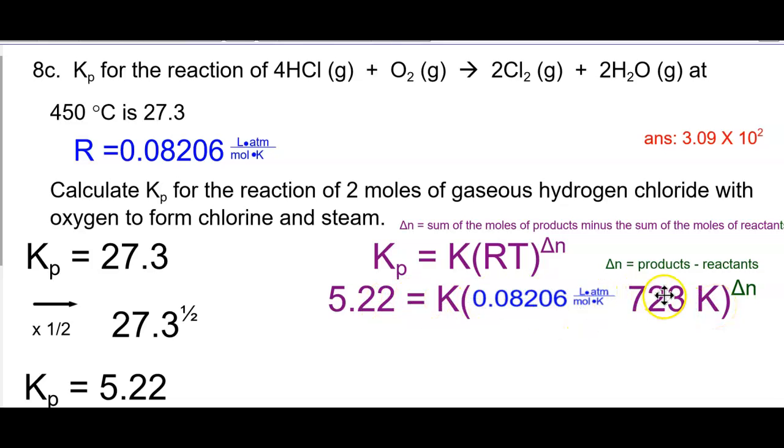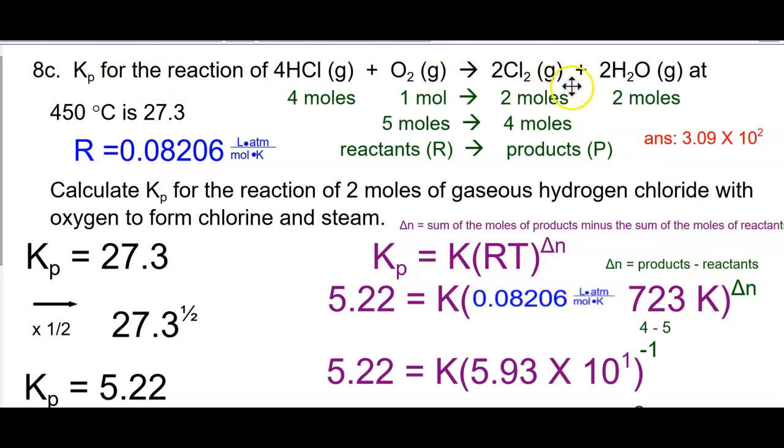So all of this is just plugging it in, and then my delta N is going to be the sum of my products minus the sum of the reactants. And I can only use the things that I would have in the expression. So again, I would ignore solids and liquids. So I see here that I have 2 moles of this gas and 2 moles of this gas. So on the product side, I have 4 moles. On the reactant side, I have 4 moles of gas here and 1 mole of gas here. So I have 5 moles. So I'm going to take 4 minus 5 because I'm going to take the product side minus the reactant side. So 4 minus 5 is -1.